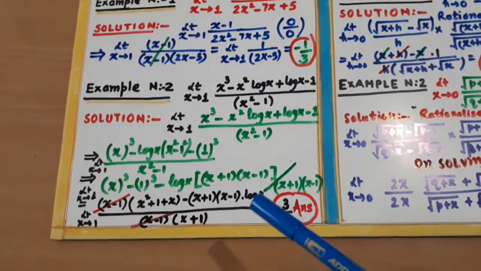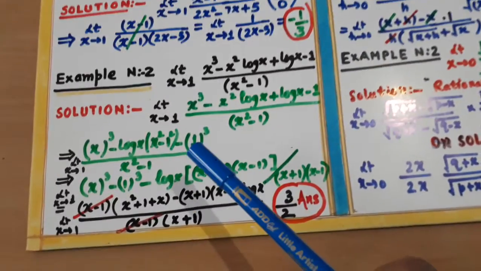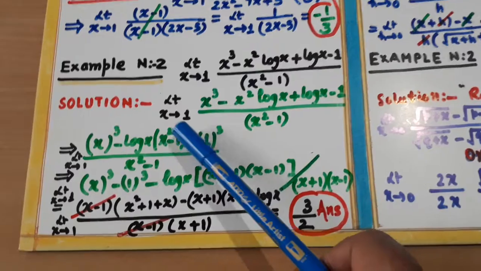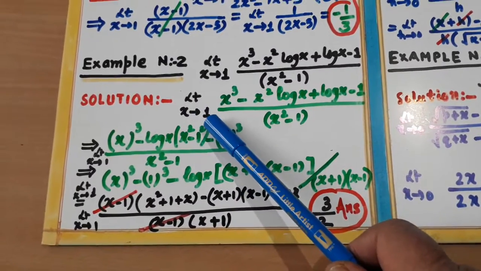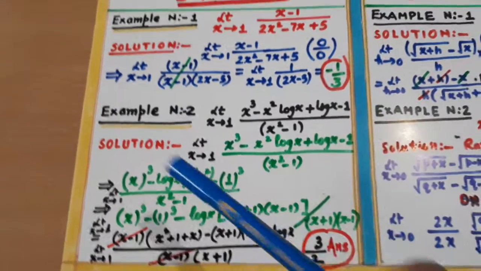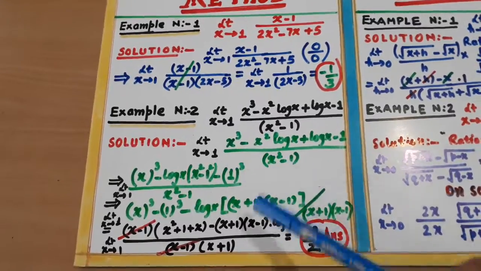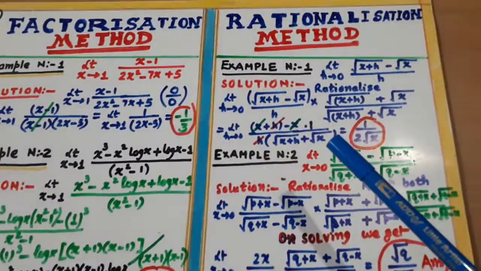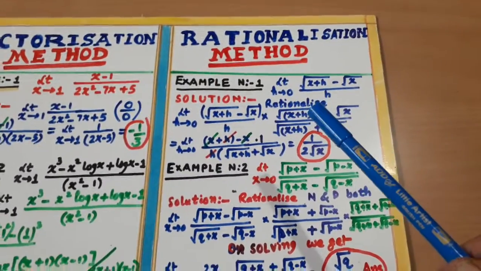Very simple. Whenever 0 by 0 comes, limit x goes to 1, x minus 1 will be the factor in the numerator as well as in the denominator. Now let us go to rationalization.